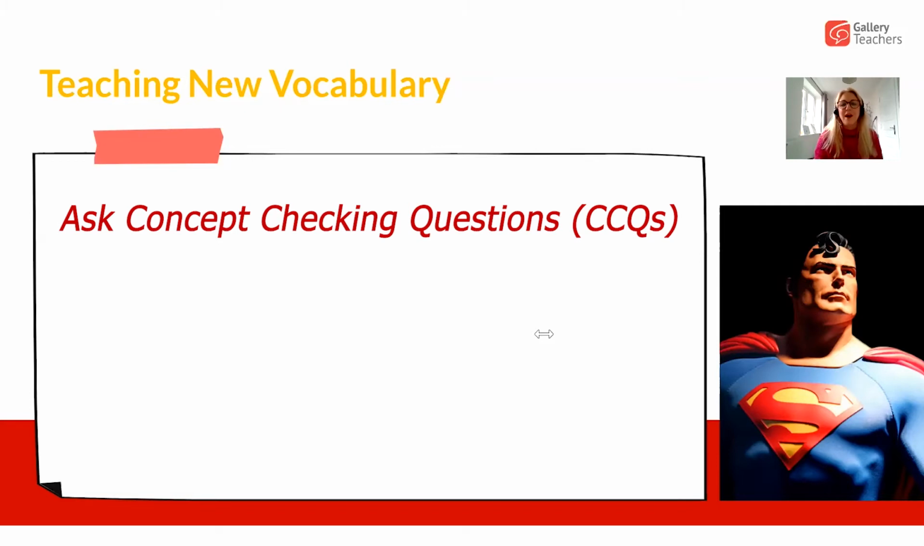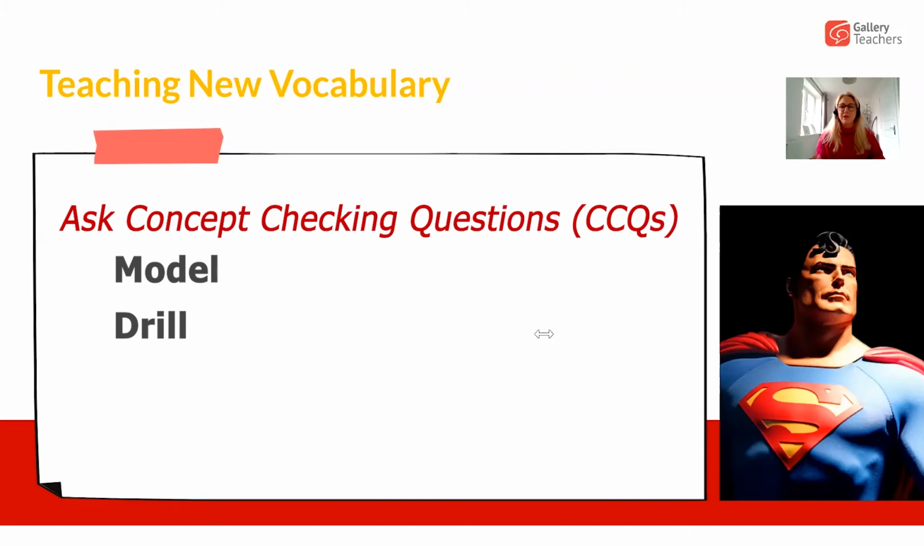And so on. This should be relatively quick. Just a few questions just to check that they've understood what superpower means. You could even make it a little bit funny by saying, do I have superpowers? You never know what answers you're going to get for that. So then, of course, you would need to model and drill because this is new vocabulary.